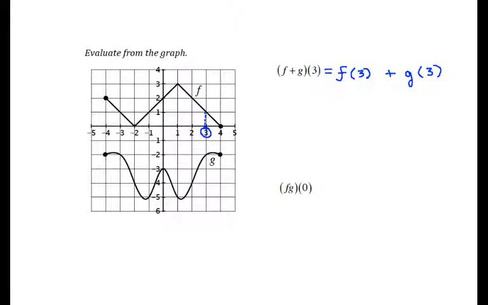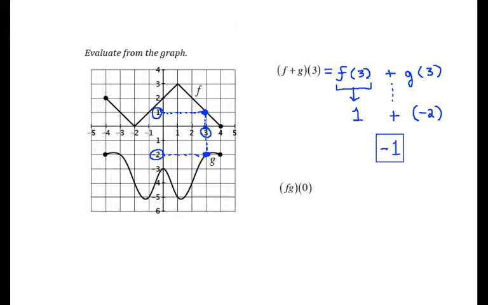So here's 3. It looks like the function f takes on the value 1 at x equals 3, and therefore f of 3 is equal to 1. This plus will carry down, and looking then at the function g, we can see that it takes on the value -2 at x equals 3. So 1 plus -2 gets me -1 overall.